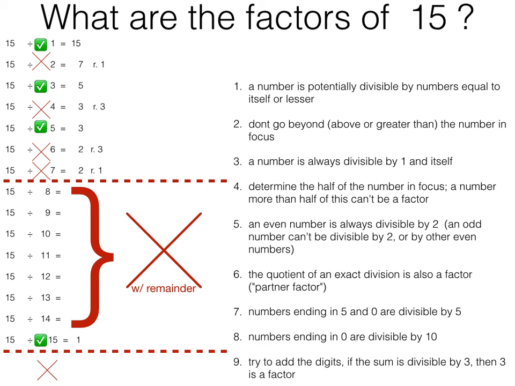Also, take a look at the reminder number 9. Ito naman, checking for divisibility by 3. So what we do is we try to add the digits, and if the sum of these digits is divisible by 3, then 3 is a factor of this number. For example, 15. Ano yung digits niya? It has the digits 1 and 5. So 1 plus 5 equals 6. And 6 is divisible by 3. Therefore, this number 15 is divisible by 3. And 3 is a factor of 15.